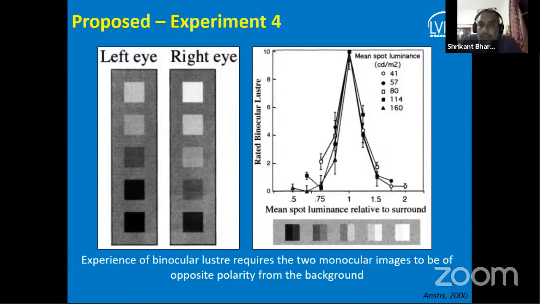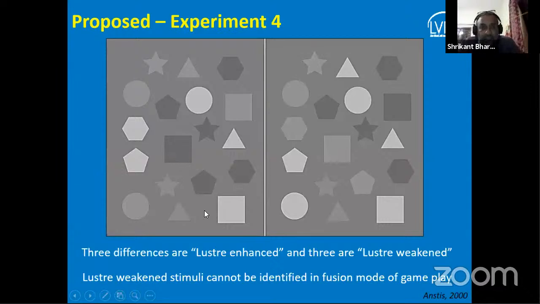So what we want to do is create these differences where some differences have this kind of opposite polarity, others have these kinds of differences. So when you are playing it in the non-fusion mode, these differences should be apparent. But when you're playing it in the fusion mode, luster will only show up for differences that contain this. Luster should not show up for the others. So in fact, you are weakening the luster cue. And this is an example of a stimulus that we have created.